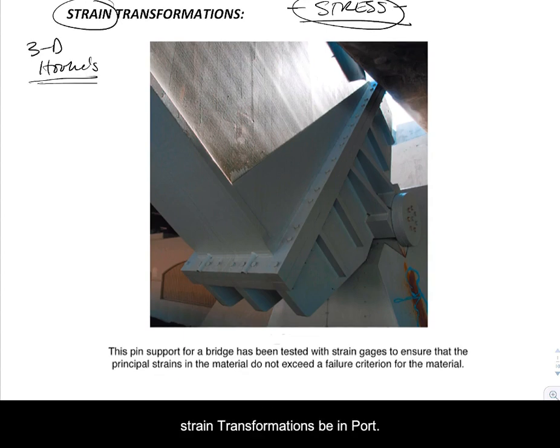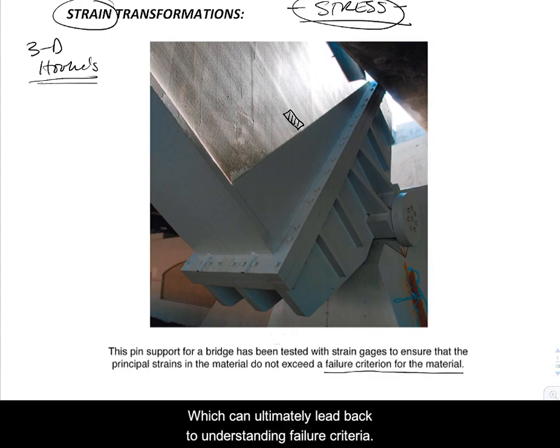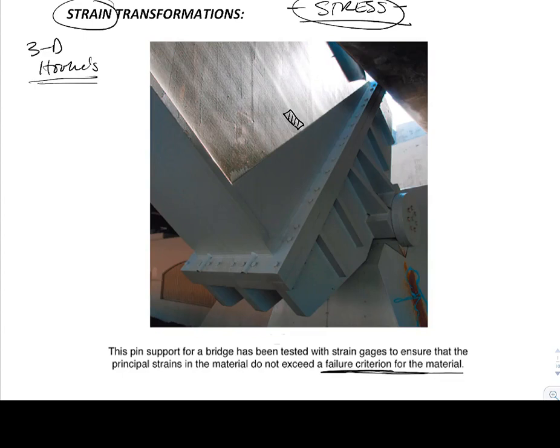Why would strain transformations be important? The state of strain is something that can be measured. We'll have a lot of problems where strain gauges will be put on free surfaces, so generally we're dealing with a plane stress problem. Measuring the strain on a surface will then relate back to the stress on the surface, which can ultimately lead back to understanding failure criterion and how close the material is to yielding by von Mises or Tresca.